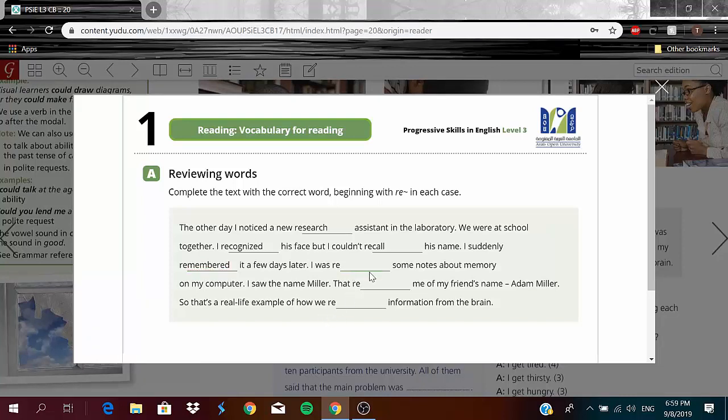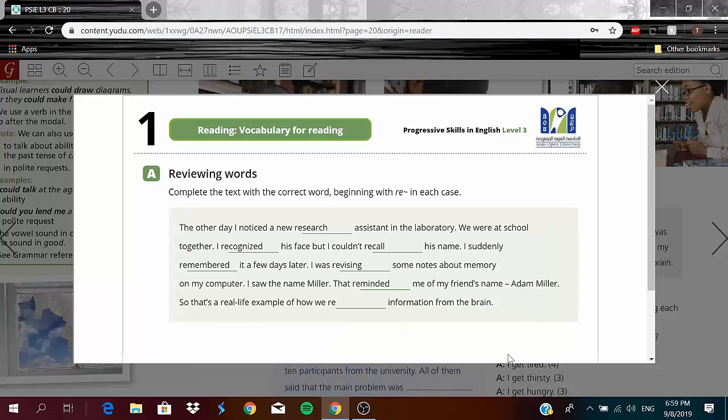It was dash some notes about memory, or I was dash some notes about memory. I was revising, right? Makes sense? I was revising some notes about memory on my computer. I saw the name Miller. Okay, so now that makes much more sense of how he or she knew or suddenly remembered the name. That dash me of my friend's name. That, what do you guys think? That reminded me of my friend's name, Adam Miller.